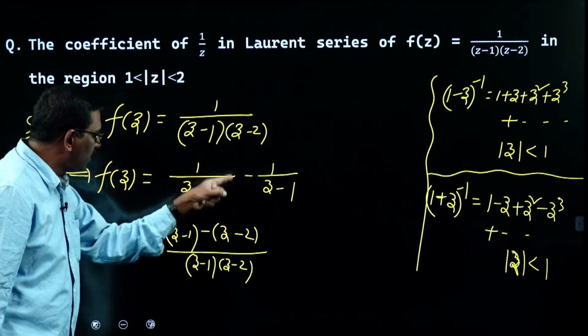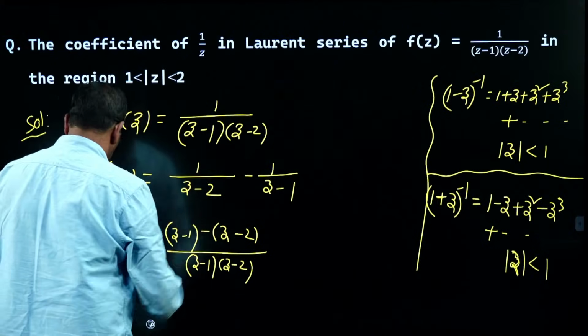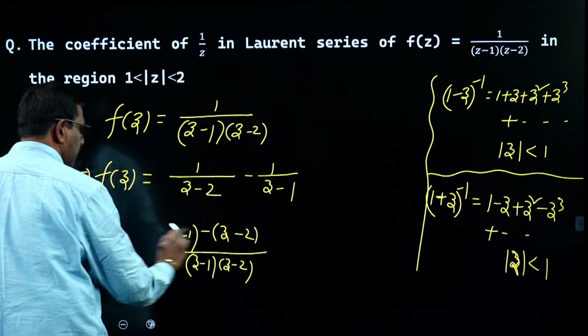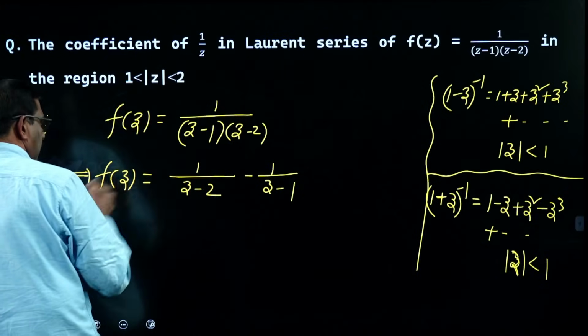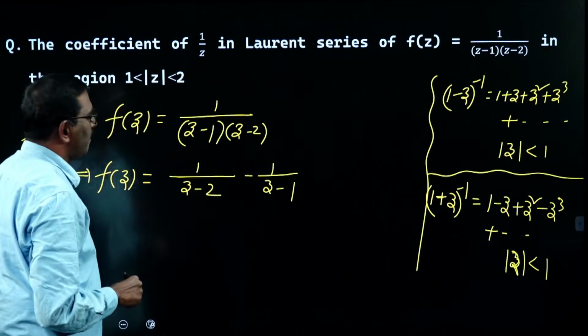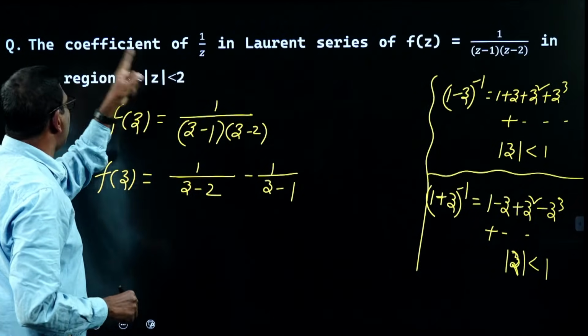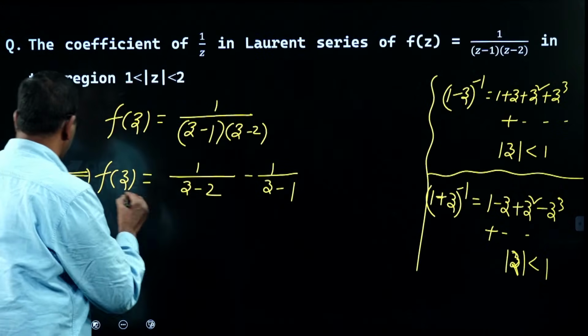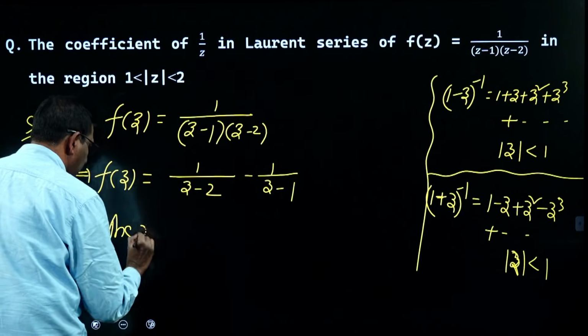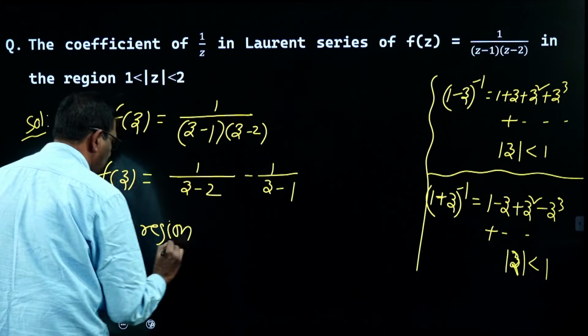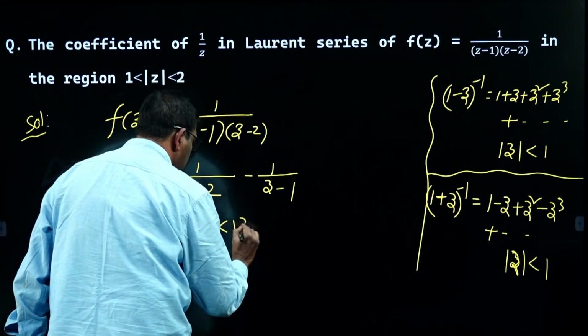So, this and this are both the same. You can write it like this. Simply partial fractions, without doing partial fractions we are guessing, that is it. Now, in this region I have to expand. Say this, in the ROC, in the region 1 less than mod z less than 2.